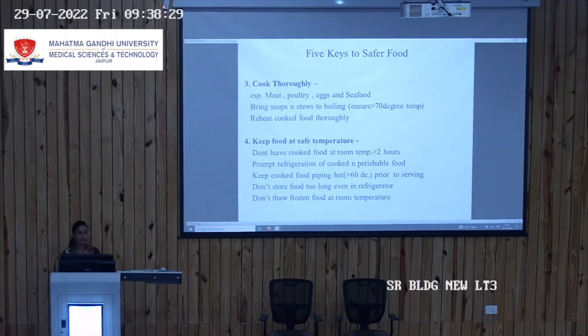Keep food at safe temperature. Don't leave cooked food at room temperature for more than 2 hours. Prompt refrigeration of cooked and perishable food is advised. Keep cooked food piping hot prior to serving. Don't store food too long, even in the refrigerator. Don't thaw frozen food at room temperature.